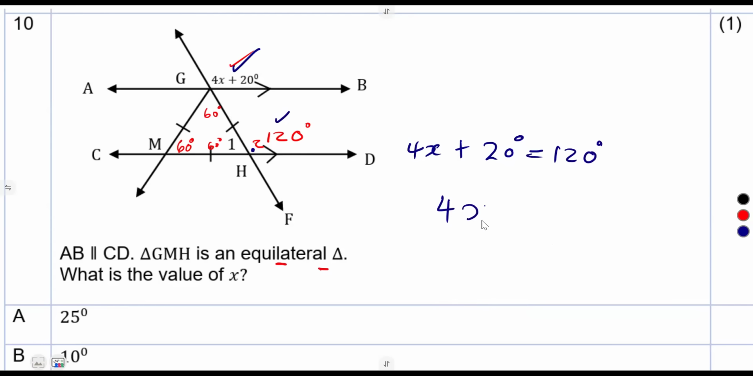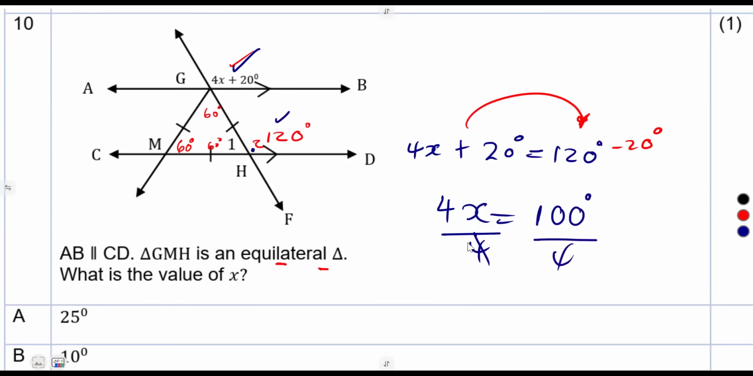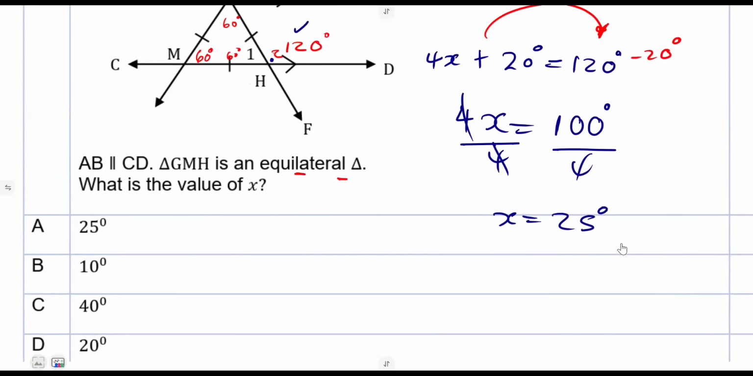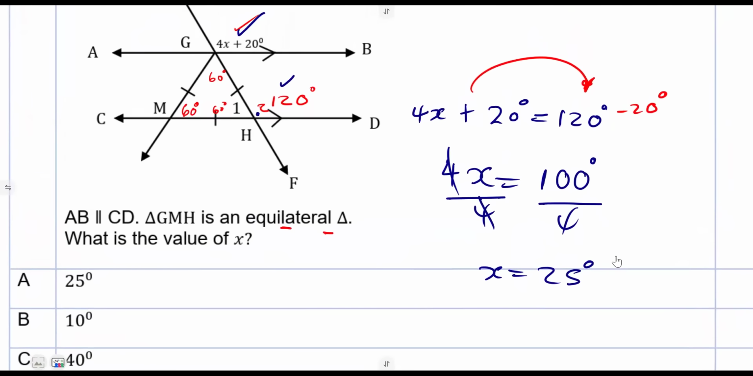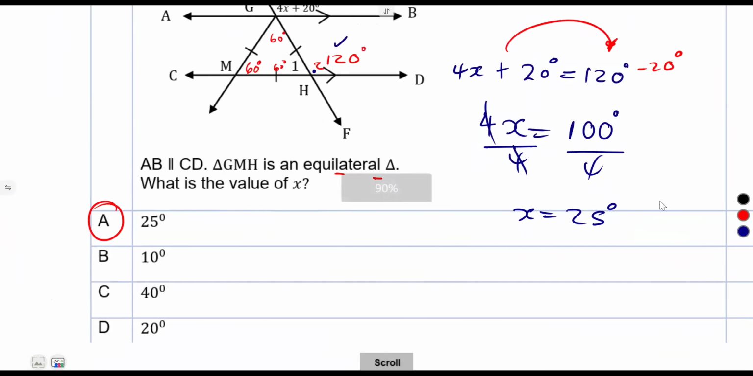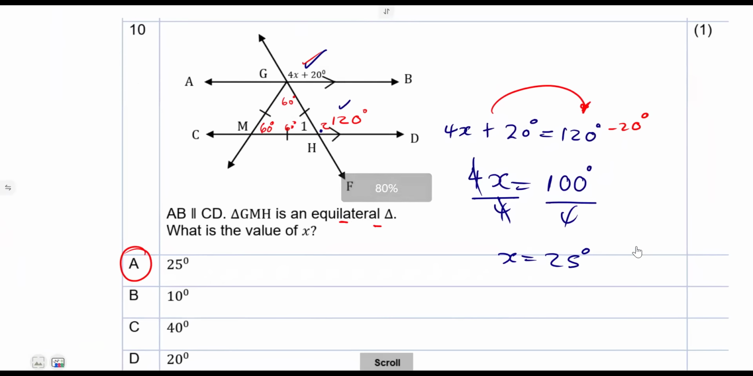Solve for x. So 4x is equal to what? 20 to the other side is going to be a negative there. So 120 minus 20 is going to be 100. Then divide by 4. So our x is going to be what? 25 degrees, okay? So that is what we're going to have, 25 degrees, and the best answer, 25, is on A, all right? That is what we are having on question 10.